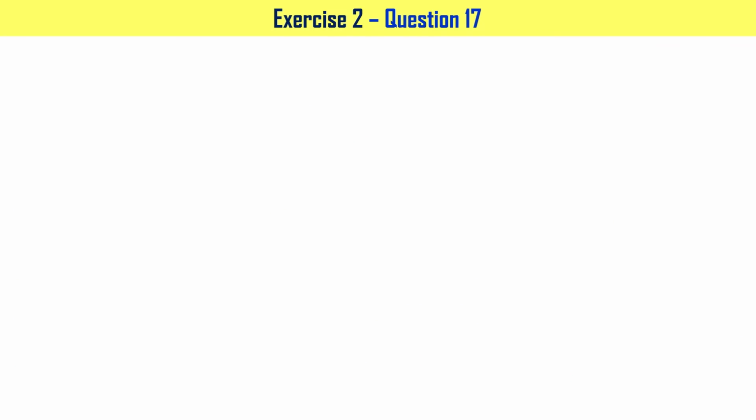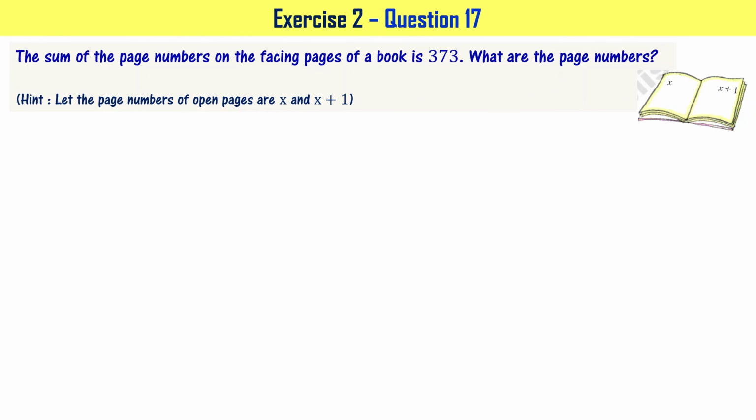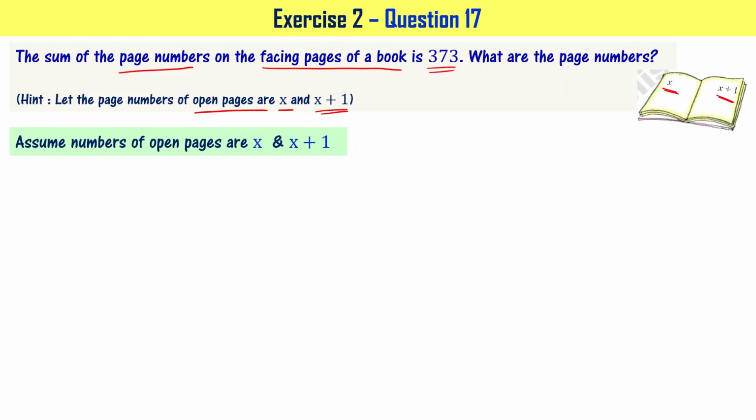Question number 17 is, the sum of the page numbers on the facing pages of a book is 373. What are the page numbers? The hint given is the page numbers on open pages are x and x plus 1, right? For example, this page is x, the next page is going to be x plus 1, right? Let us assume that the numbers of open pages are x and x plus 1, that is given as a hint, and we are assuming, right?